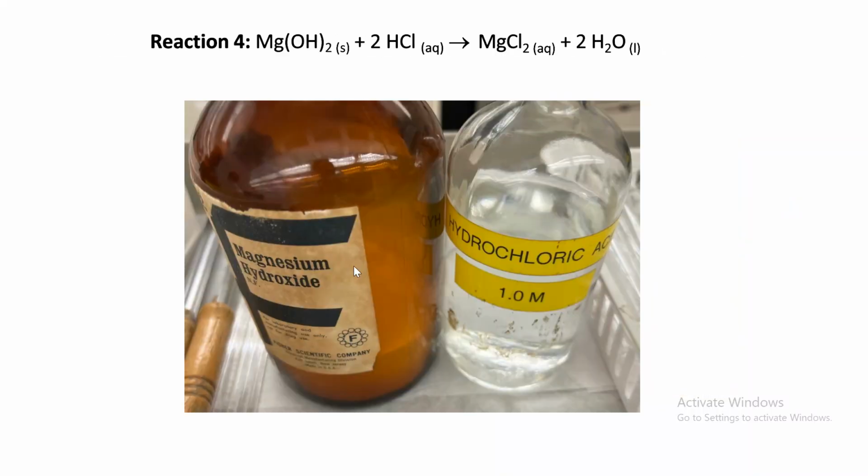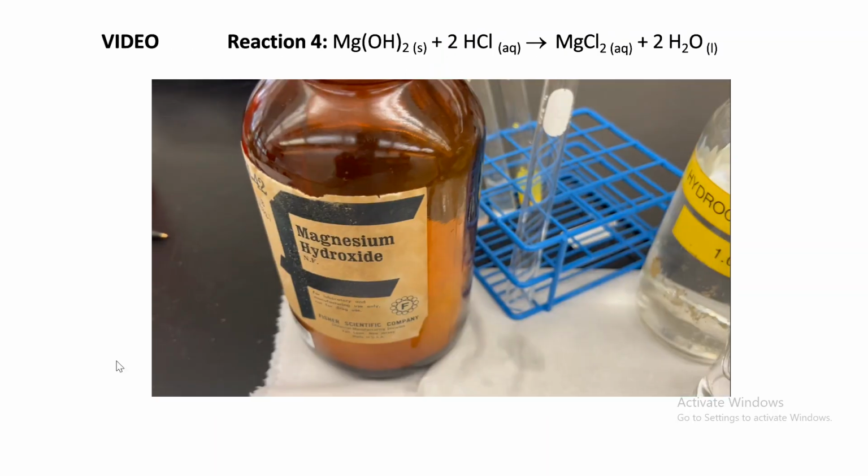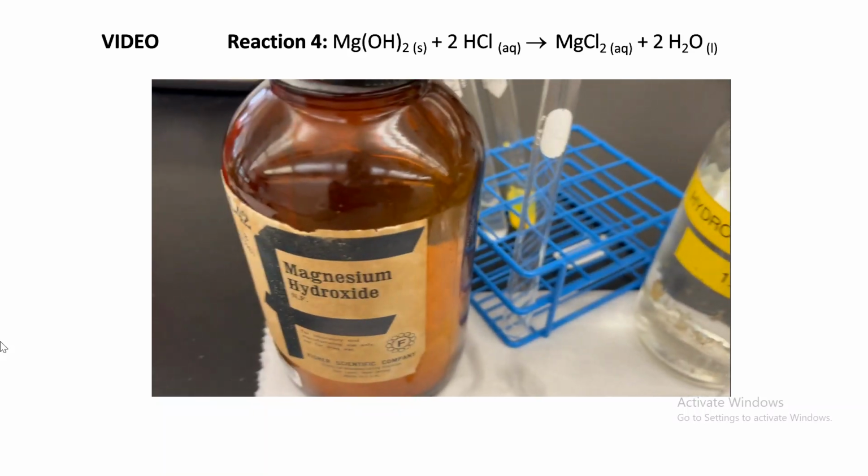All right. Reaction number four, we are going to take some magnesium hydroxide, but in this case, it's a solid. So notice, because we're starting off with a solid, we're going to put S in our chemical equation. And next, we're going to have 1 molar hydrochloric acid, which is the concentration of the acid we'll be using. And let's see what we are going to make. So we're going to take some solid magnesium hydroxide.